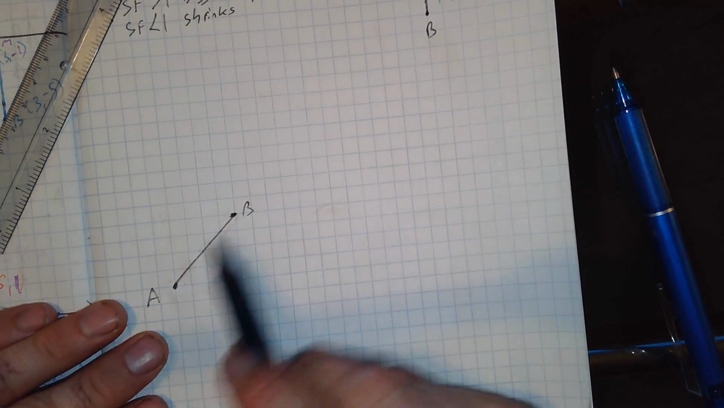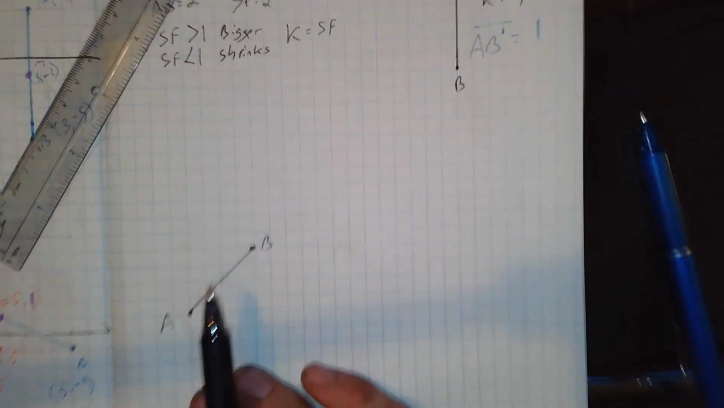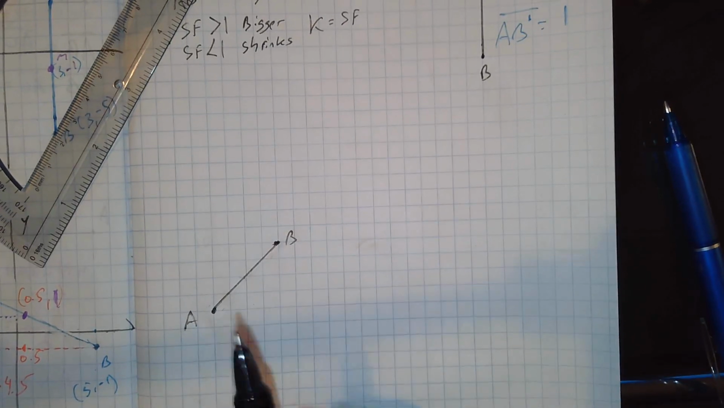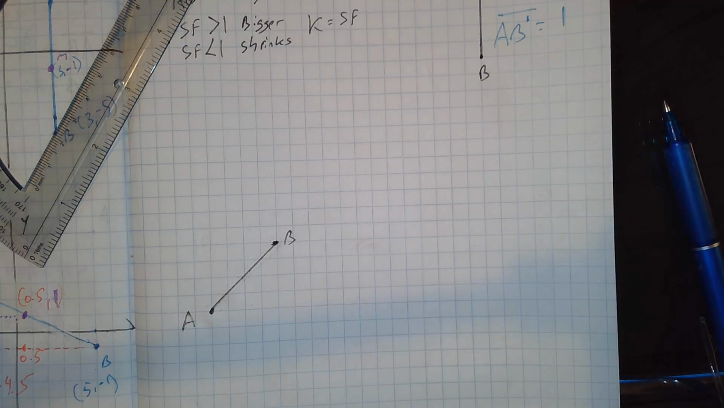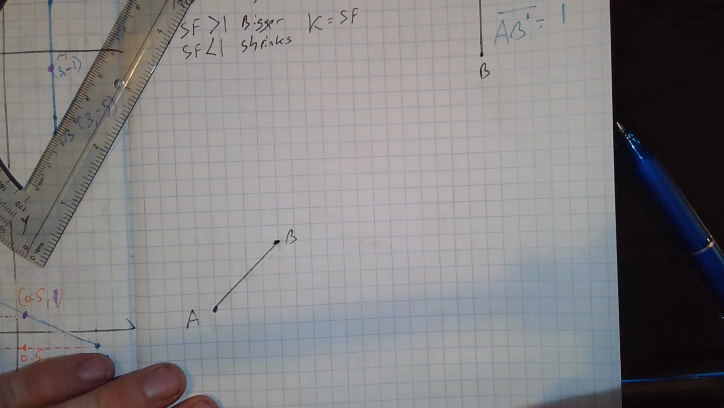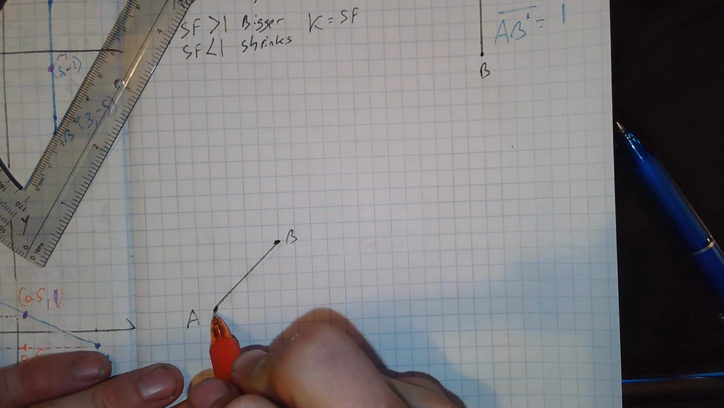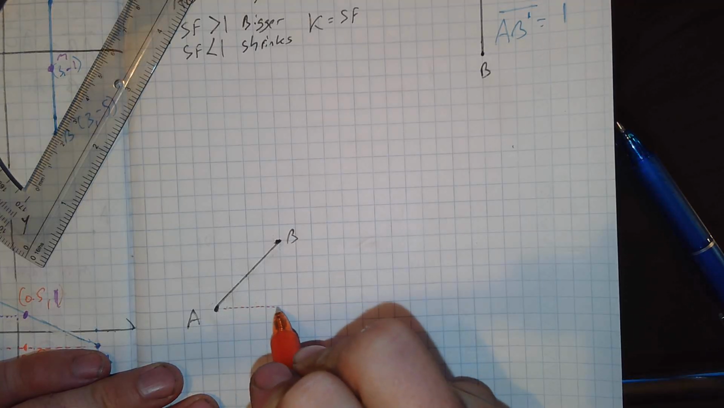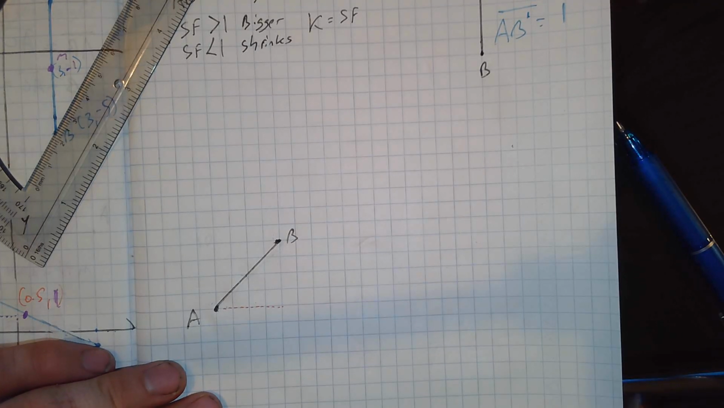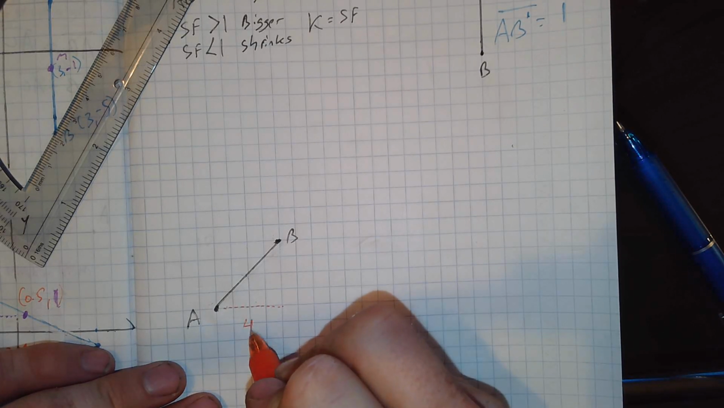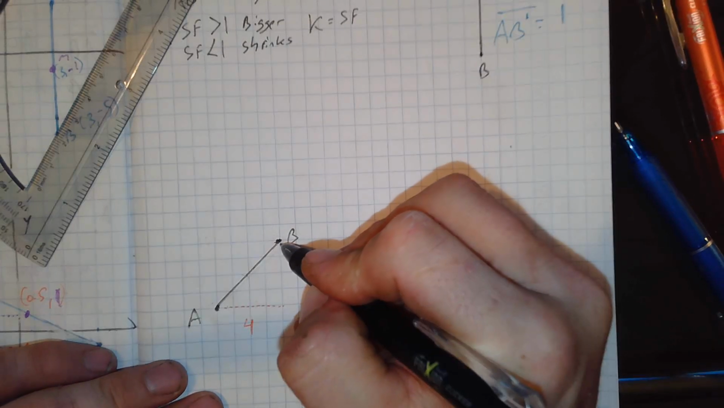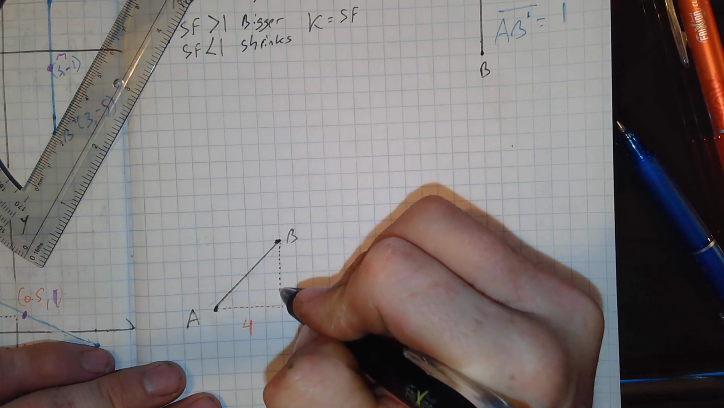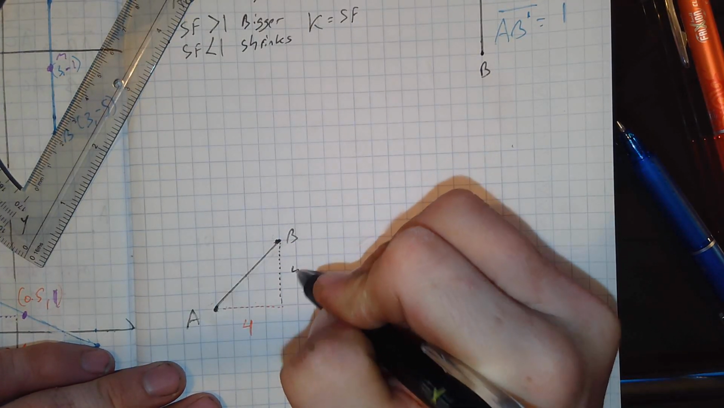Okay, remember this length has 2 components. It has a left and right component, and it has an up and down component. So let's make a little triangle and see what the x component of this slant line is, right? Well, this x component is 1, 2, 3, 4. Okay, and the y component is also 4.